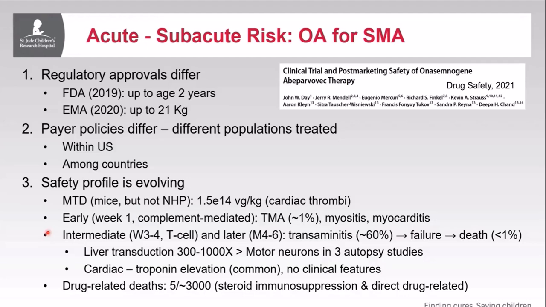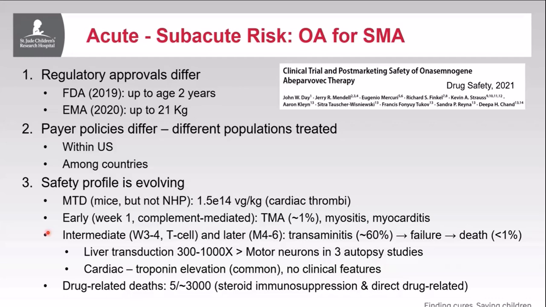So there's a maximum tolerable dose, MTD, that's been identified in mice, but not in non-human primates and not in humans. So we're not really sure how to translate that. The dose in mice was 1.5 e to the 14th vector genomes per kilo. But what does that really mean for humans? We're not sure yet, but we know we need to look for cardiac thrombi, which fortunately has not been seen in humans treated with onasemnogene.